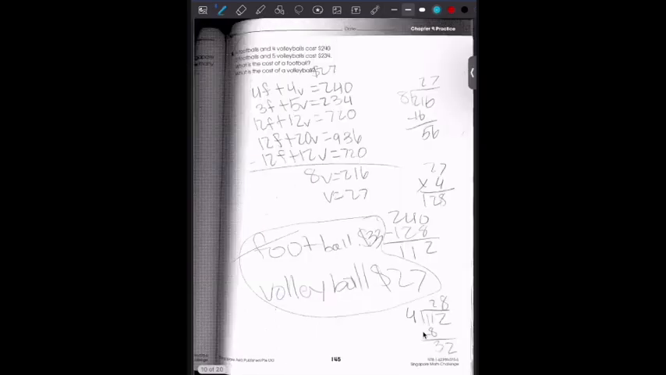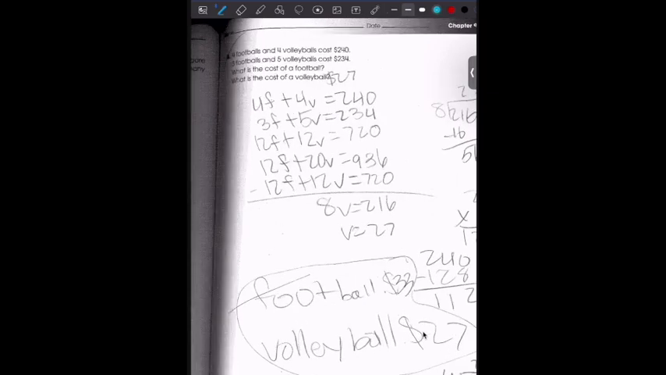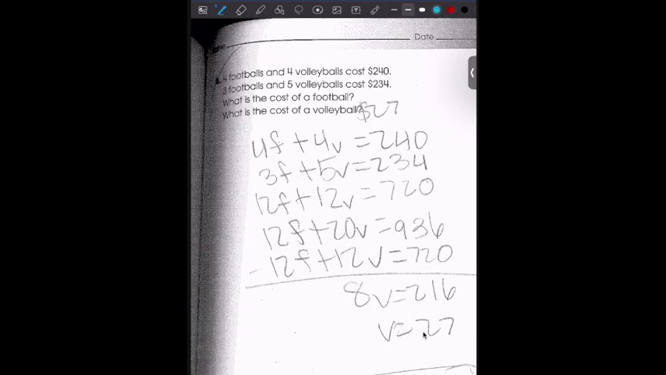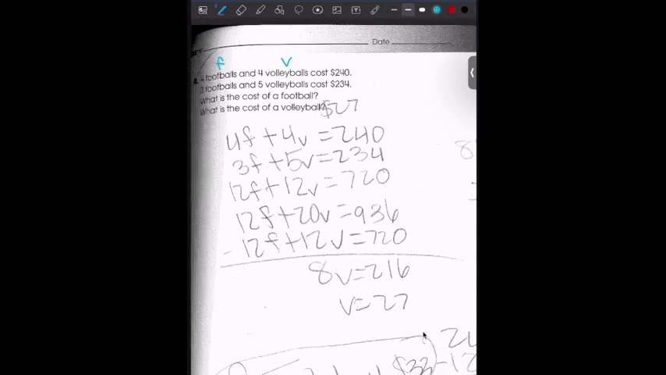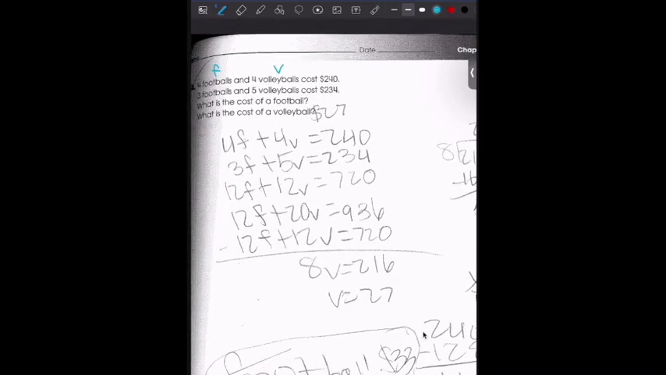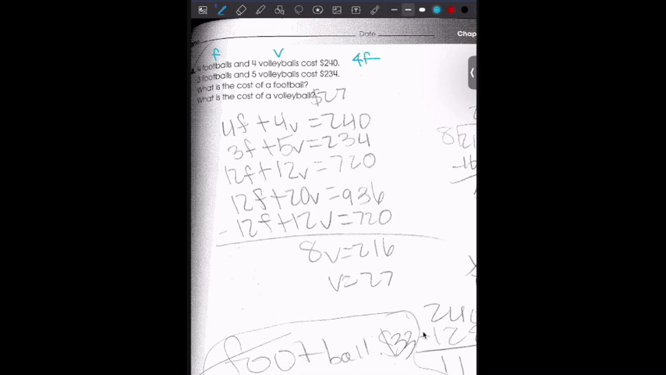Now we're going to look at the next problem. 4 footballs and 4 volleyballs cost $240. 3 footballs and 5 volleyballs cost $234. And now we're going to look for the cost of each football and each volleyball. So football is going to be denoted as F and volleyball is going to be V. Based on the information given, 4F plus 4V is 240.